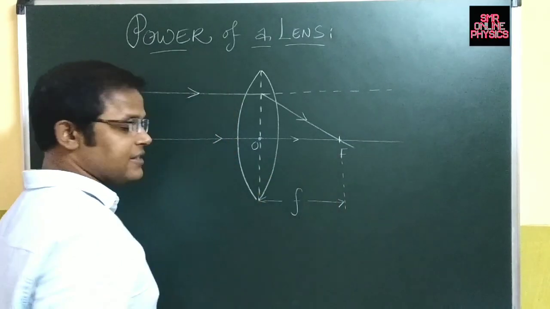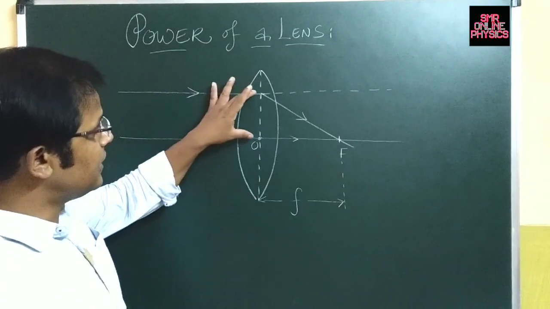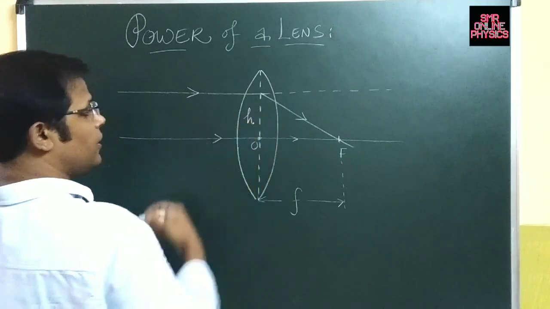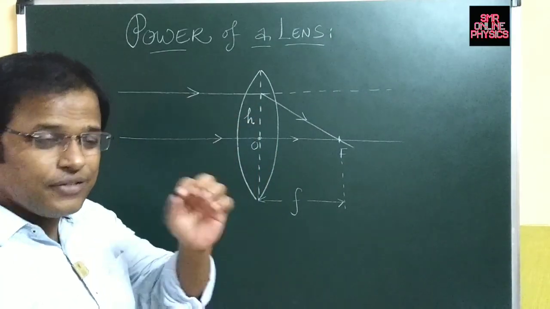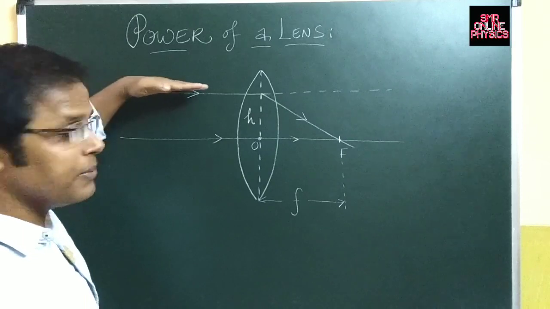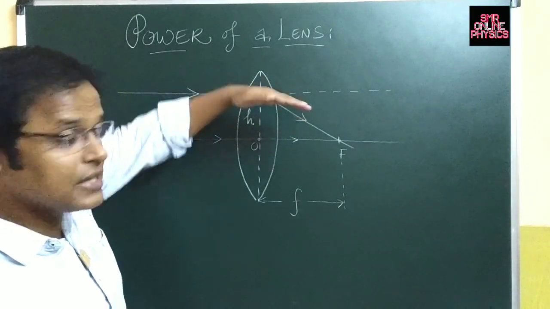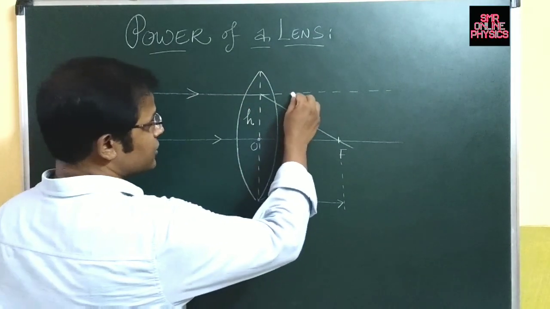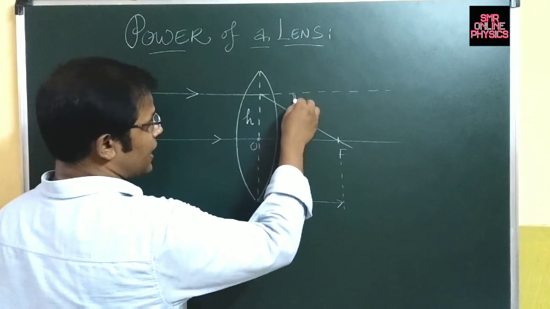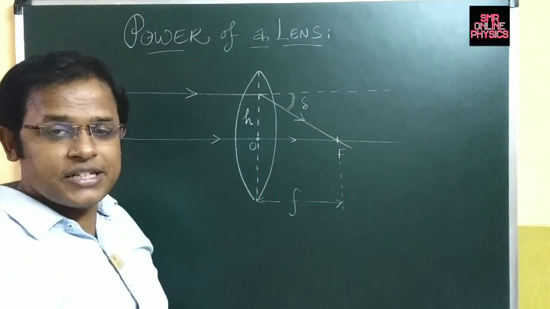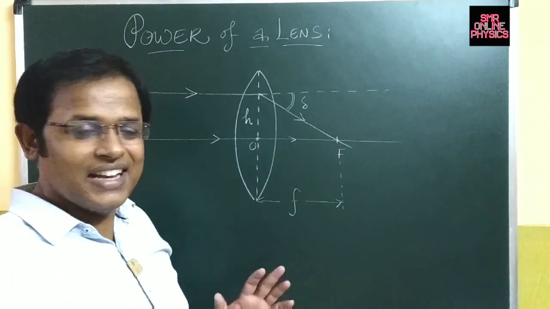That's it. Let this perpendicular height represent the height h. We can see that the light rays coming in straight do not go straight. They bend by a certain angle, which is appropriately called the angle of deviation. Let us represent it by the Greek letter delta.